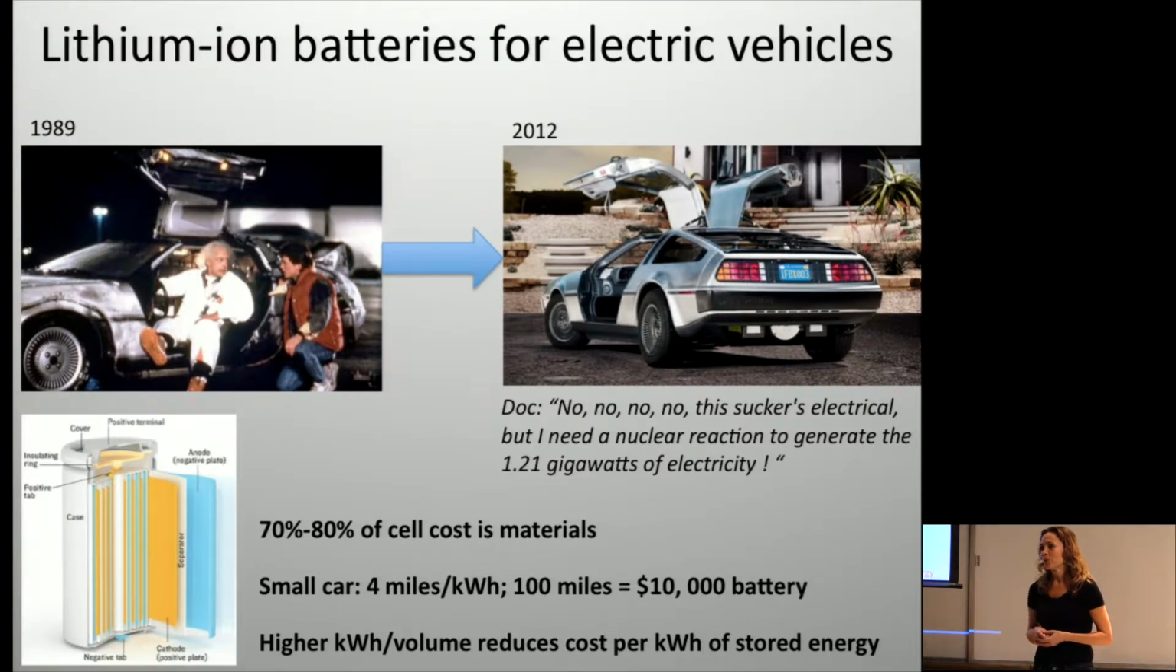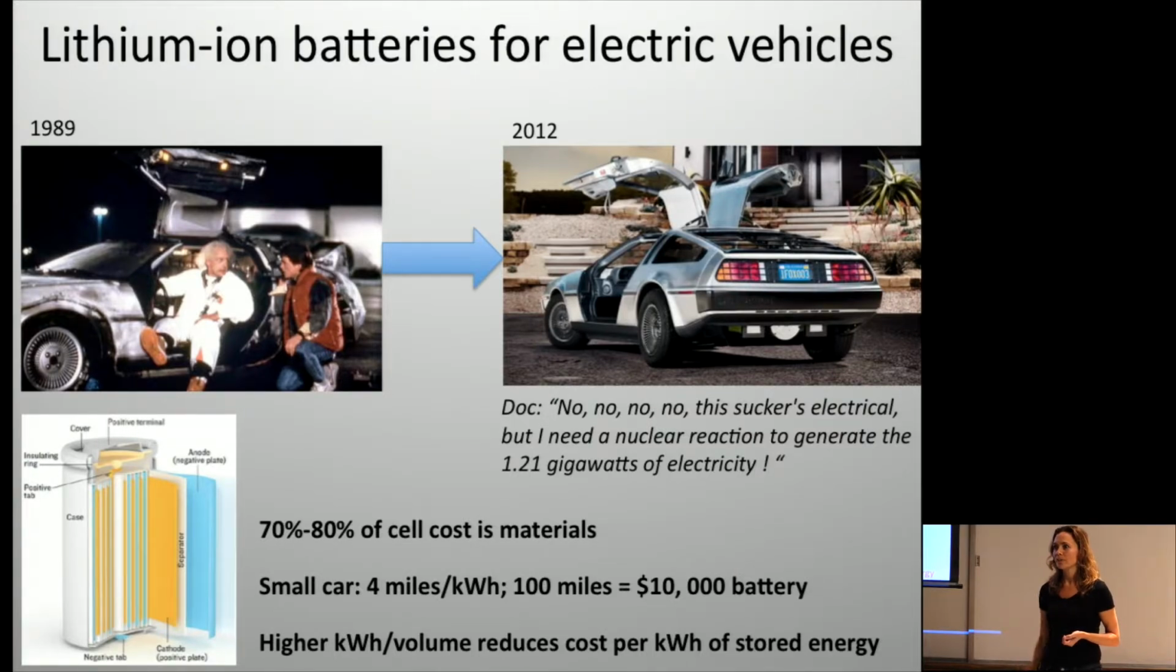I don't know if any one of you own an electric car. It's not quite 1.21 gigawatt of electricity to get an electric car going, but they do need a lot of energy. If you've got a Nissan Leaf or a Prius or something, you know that you don't really get that far. So this is sort of a back of the envelope. Small car, you get about 4 miles per kilowatt hour. If you want 100 miles out of your battery, you have a $10,000 battery with today's cost of materials on the lithium-ion battery. It's a bit too much for a car that normally costs $20,000.